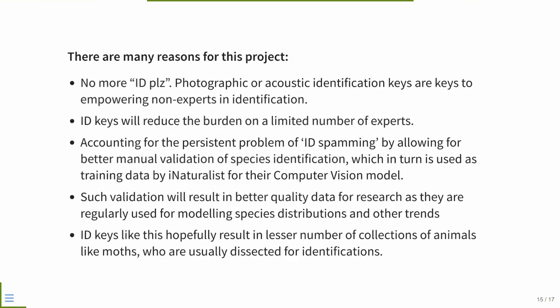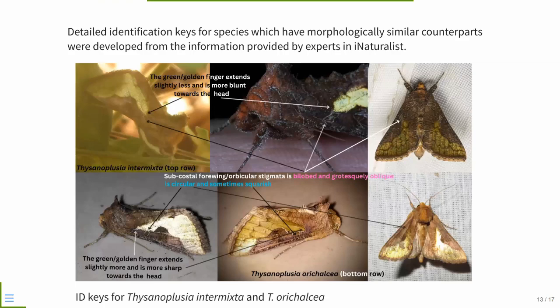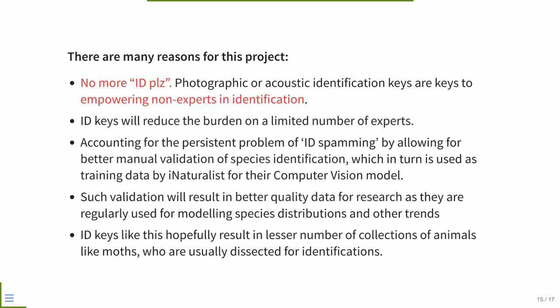There are many reasons for this project. One of the primary reasons is that identification keys available in literature are very hard for lay people and even biologists who don't have expertise in the respective taxa to understand, due to many taxonomic jargon and lack of clarity on what these terms mean. For example, you have things like orbicular stigmata and the reniform stigmata or the labial palpi. These are terms that a layperson will not be able to understand.